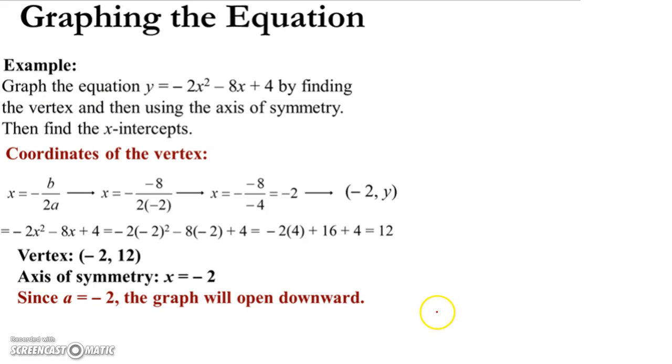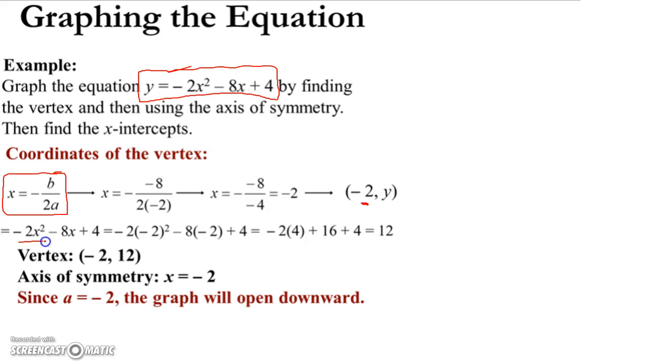Let's look at an example. Let's graph this equation: y equals minus 2x squared minus 8x plus 4. So we're going to find the vertex, we're going to use the axis of symmetry, and then we're going to find the x-intercepts. First of all, to find the vertex, you're going to want to remember this formula. This is very important. Minus the fraction b over 2a. Plug in your proper numbers. Watch all of your signs. That's very important. You end up with the x value of minus 2.